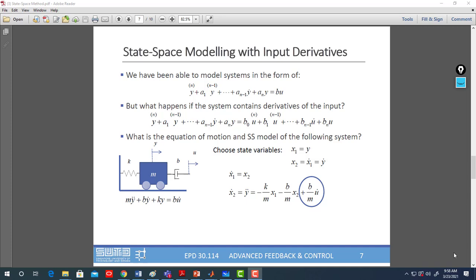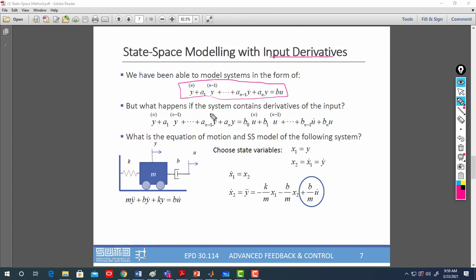Hi students, the main question we will answer in this record is about state space modeling with input derivative. So again, state space modeling with input derivatives. Up to now, we know how to represent a model, how to represent a physical system, your plant, in state space representation if it is in that form. That's what we saw in previous records.